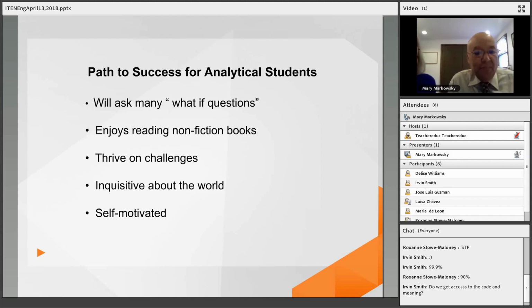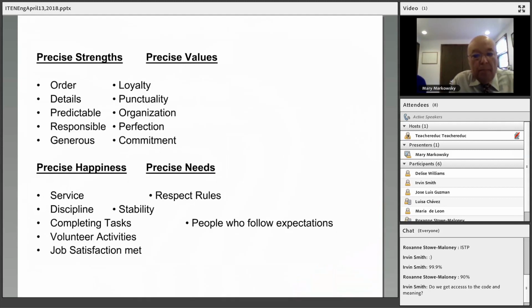As Dimas was going through these with you, think about your students in your classroom and see whether or not you think some of them could be leaning towards analytical.